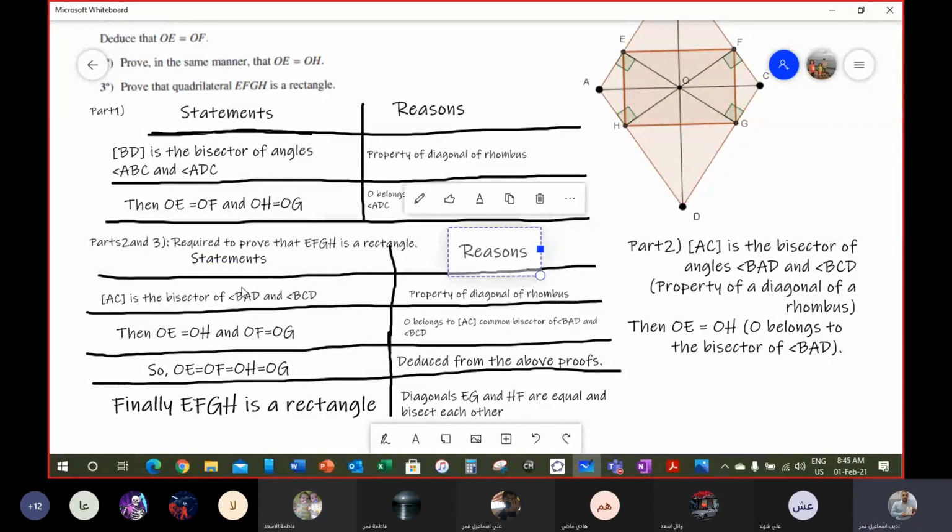فإذا بنعمل التيبل statements and reasons، بنقول نفس اللي قلناه هون بالبارت 2 اللي كتبناه هلا. AC is the bisector of BAD and BCD. Property of diagonals of rhombus. Then OE equal OH وال OF equal OG. O belongs to AC اللي هي common bisector of angle BAD and BCD. فإذا هيدا بارت 2 كان مكتوب هون.